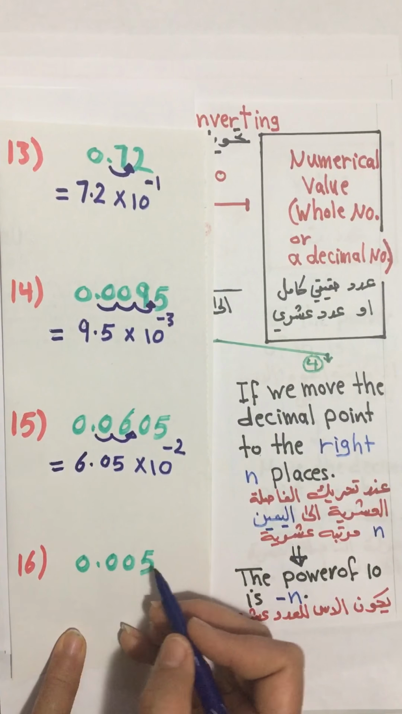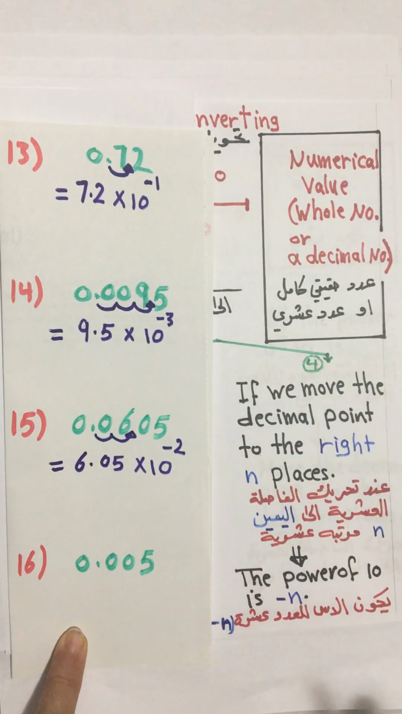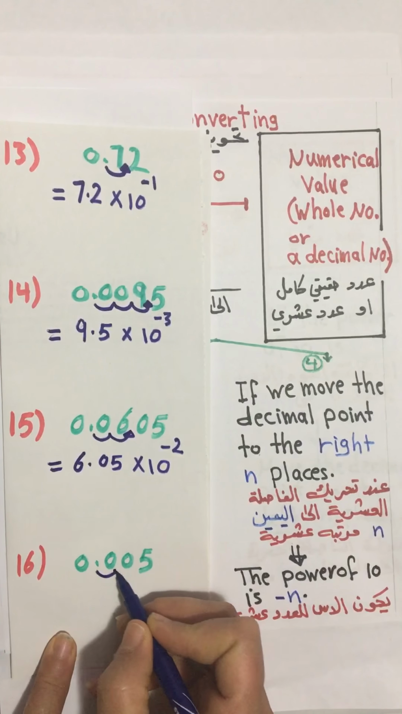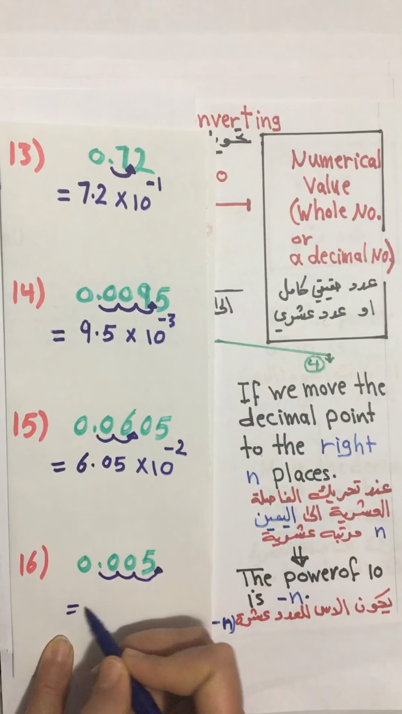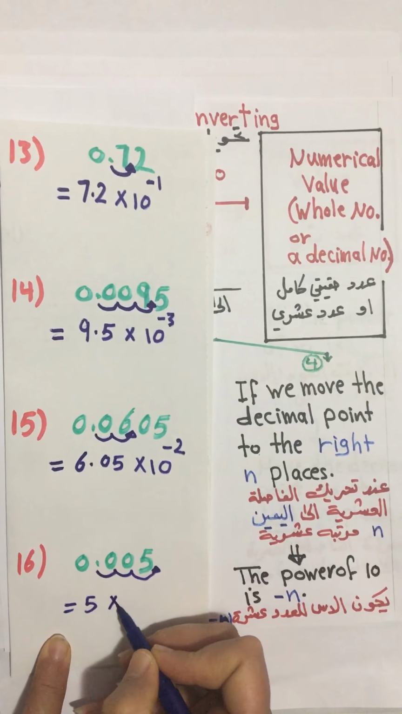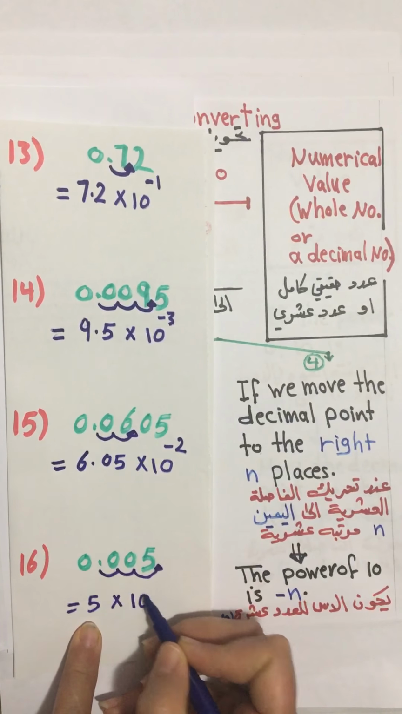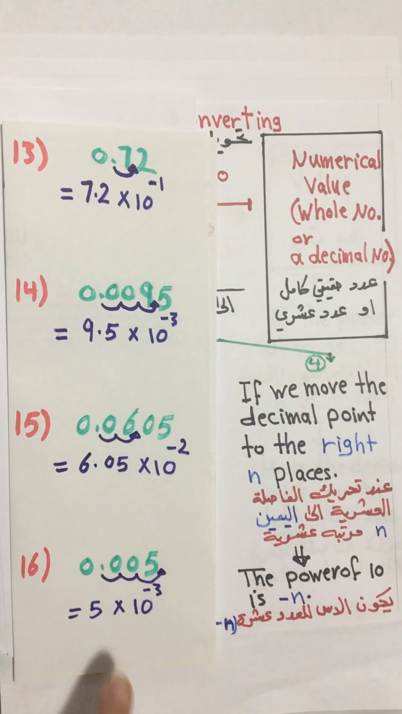0.005. I have 5 between 1 and 10. So I'm going to move the decimal point 1, 2, 3 places right here. So the answer is 5 times 10 to the power negative 3.